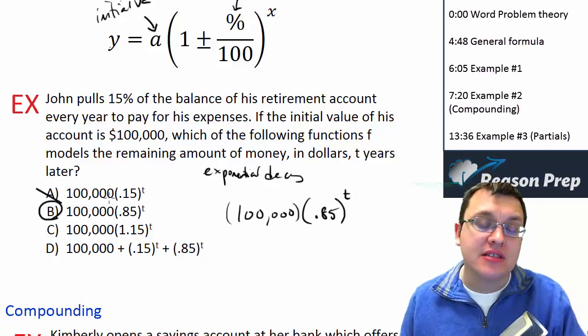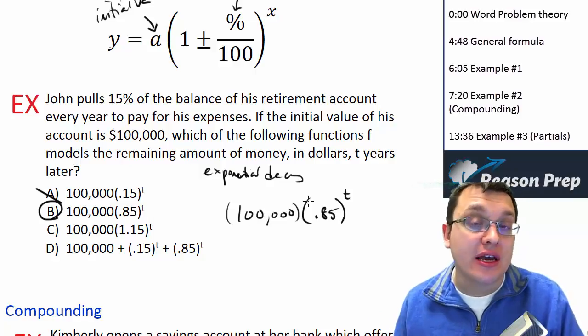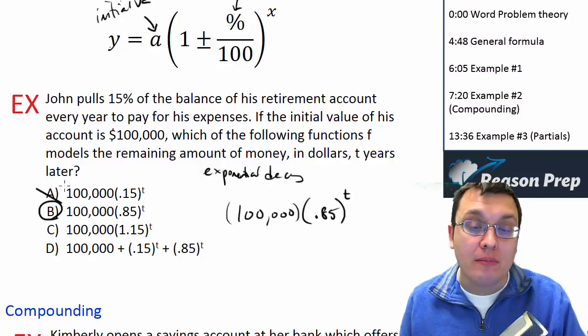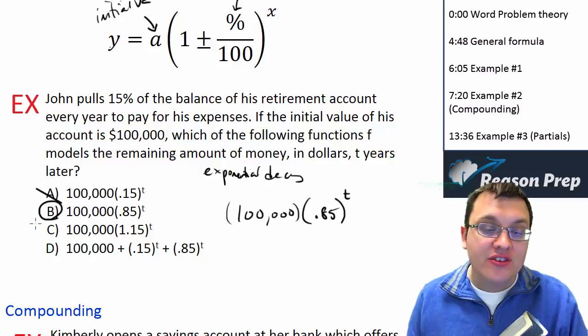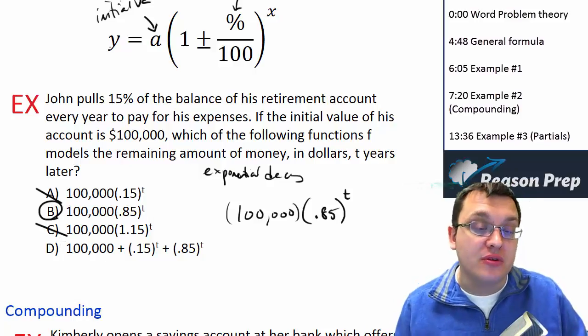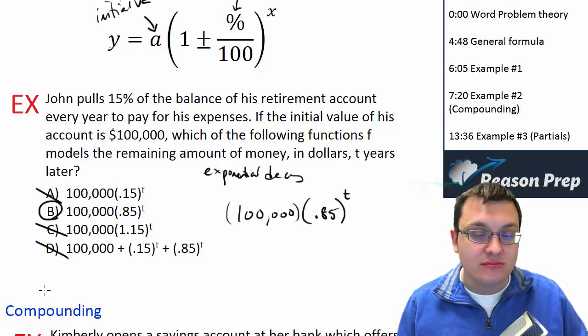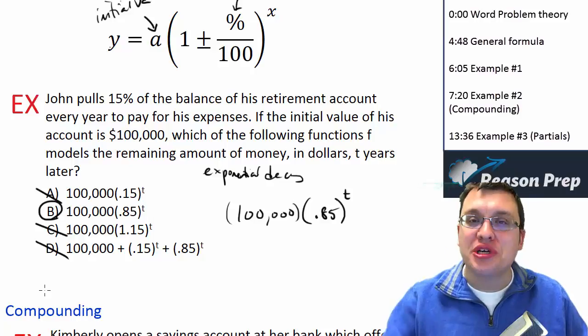A is wrong because it simply puts the percent in here, which is not good enough. You need to do the percent trick, 1 minus the percent, so 1 minus 0.15. C is if you had exponential growth. So if his account increased by 15% each year, you would get something like C. And D is just something that's not right. So the answer here is going to be B.